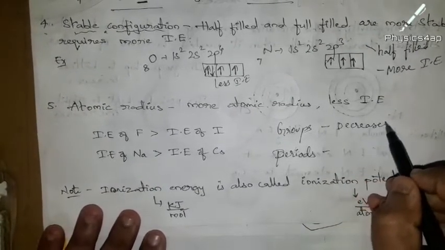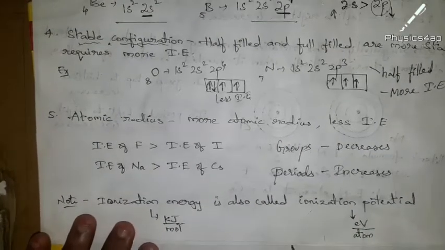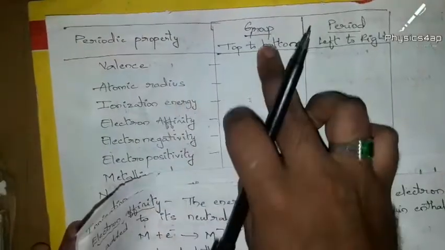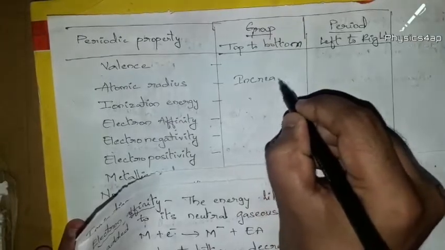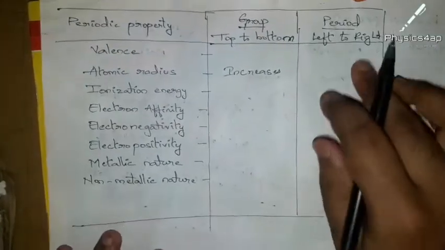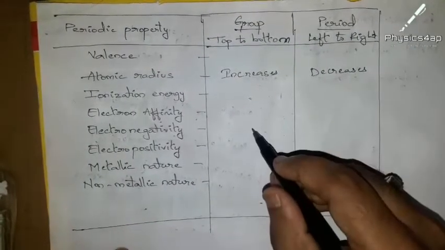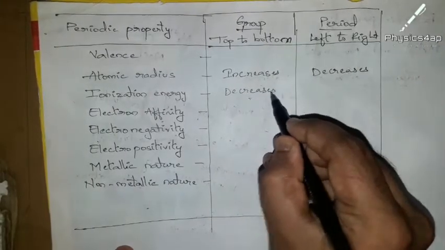Now, going to the next topic, that is the electron affinity. Till now, what we have discussed is that the atomic radius increases from top to bottom in a group, and in a period from left to right, the atomic radius decreases. Next, ionization energy from top to bottom decreases, and from left to right it increases. Clear? Right.